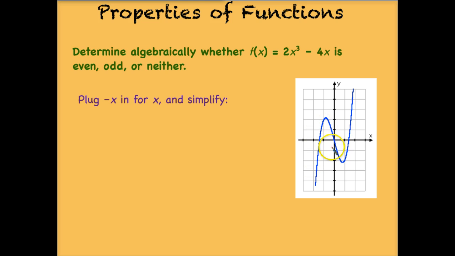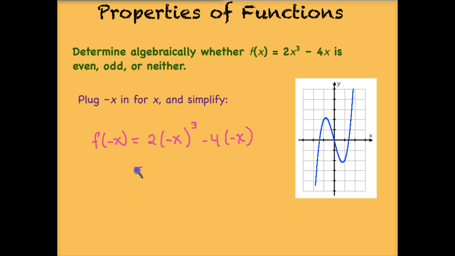And we can look at this and say, hey, if we flip this around 180 degrees, what we started with looks like the same thing 180 degrees later. This is very symmetric about the origin. So we know it's odd graphically, but let's prove it algebraically. So again, we're going to take our function, we're going to plug in a negative x for all of our x's. And let's see what happens. So here we would have 2 times negative x cubed minus 4 times negative x.